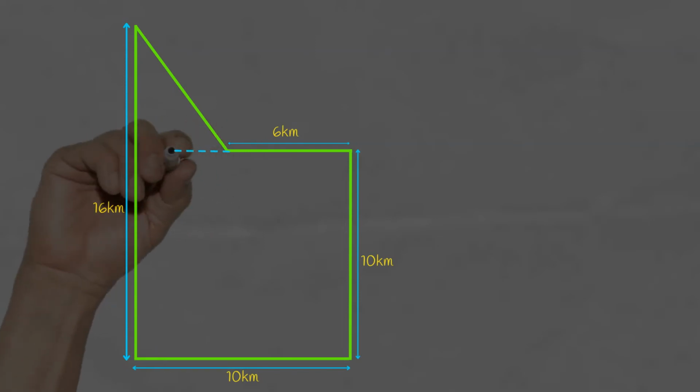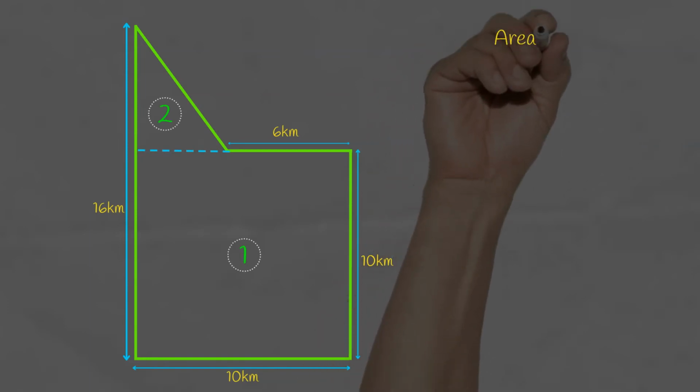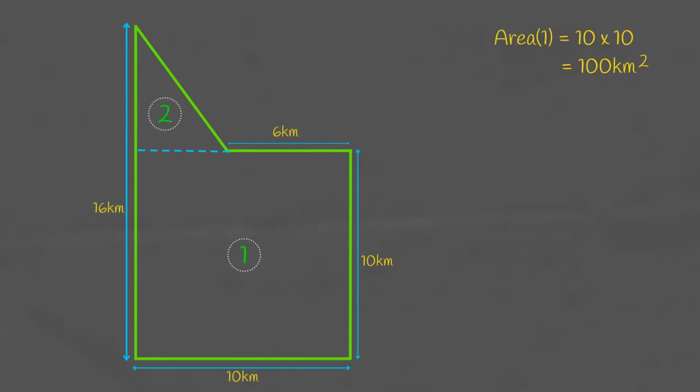In the next question we have this shape with these measurements and we're asked to find out the area. So if we split the shape up here and call this area 1 and this area 2, the total area will obviously be those two added together. Now area 1 is very easy to work out because as you can see it's actually a 10 kilometre square. So the area is 10 times 10, which is 100 kilometres squared. But what about area 2? How are we going to work that out?